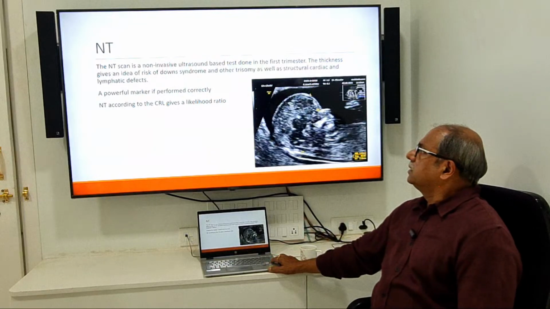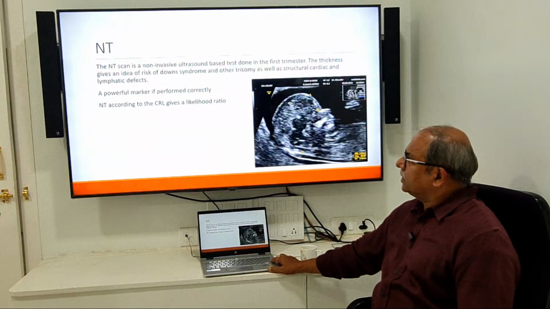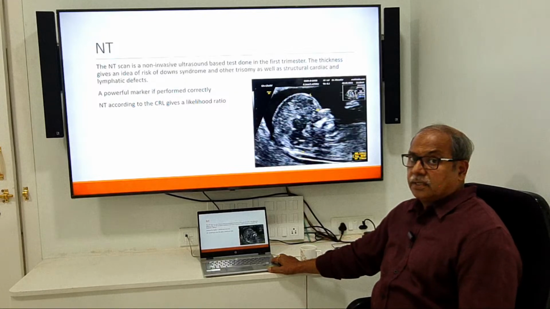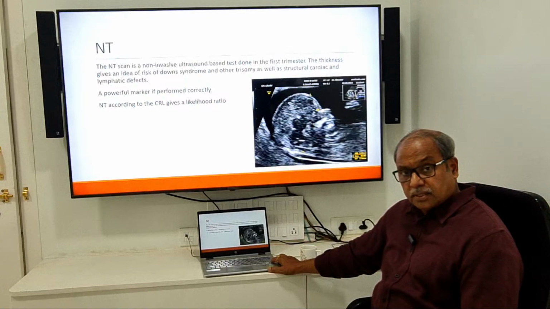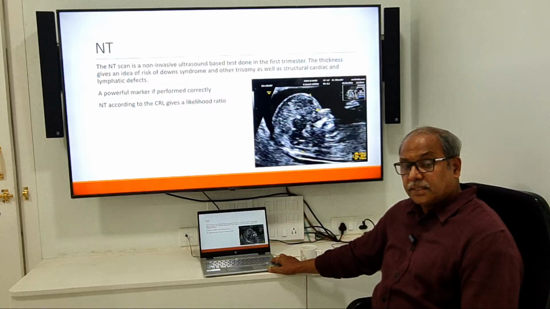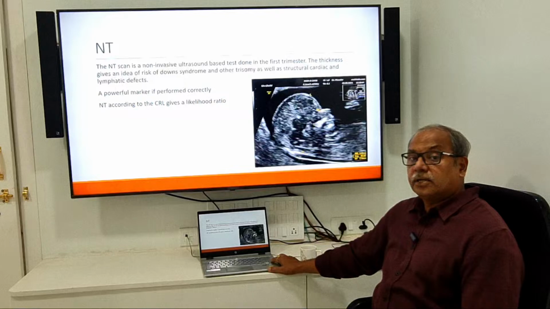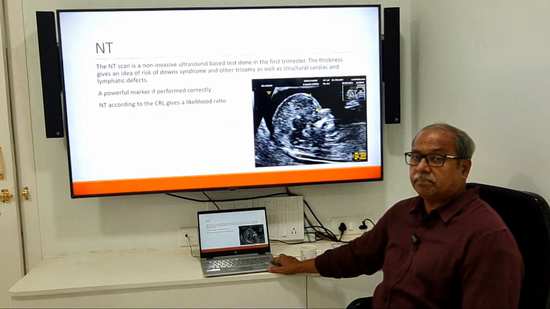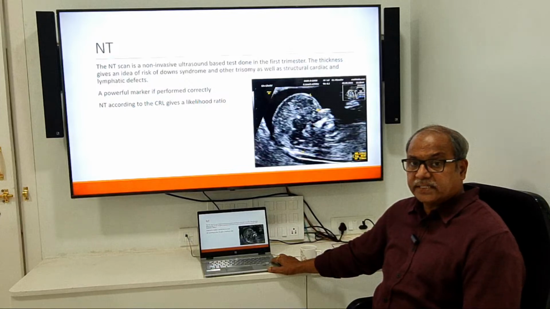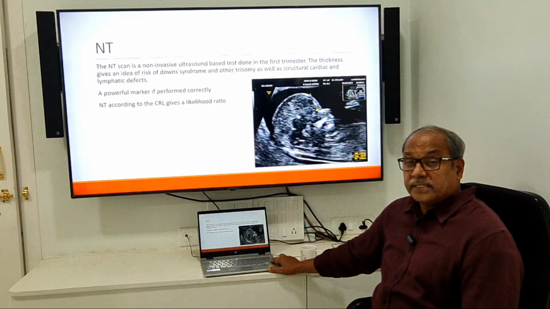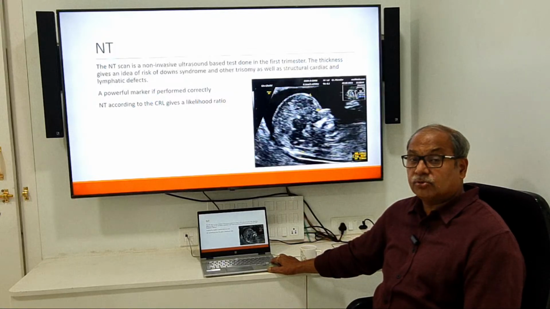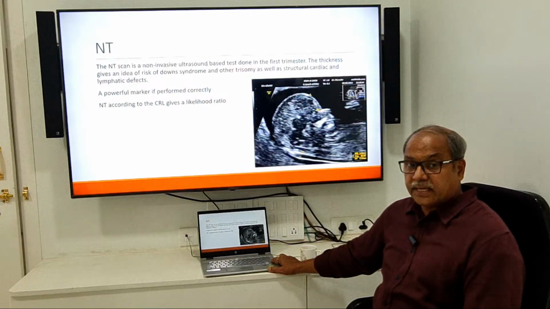Again, nuchal translucency is a powerful marker, but it is an ultrasound, and for that you have to learn ultrasound and follow the guidelines. Then only can you correlate with the likelihood ratio with age, with maternal analytes of free beta HCG and PAPP-A to give a good result, good detection rate. Good detection rate means if you say it is negative, then it should be negative. If it is positive, then there should be more chances of it being positive when we do the actual DNA test, that is diagnostic.